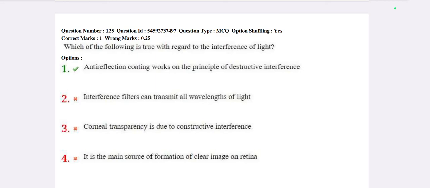Next question is, which of the following is true with regard to the interference of light? First, anti-reflection coating works on the principle of destructive interference. Second, interference filters can transmit all wavelengths of light. Third, corneal transparency is due to constructive interference. Fourth, it is the main source of formation of a clear image on retina. Correct answer is anti-reflection coating works on the principle of destructive interference.